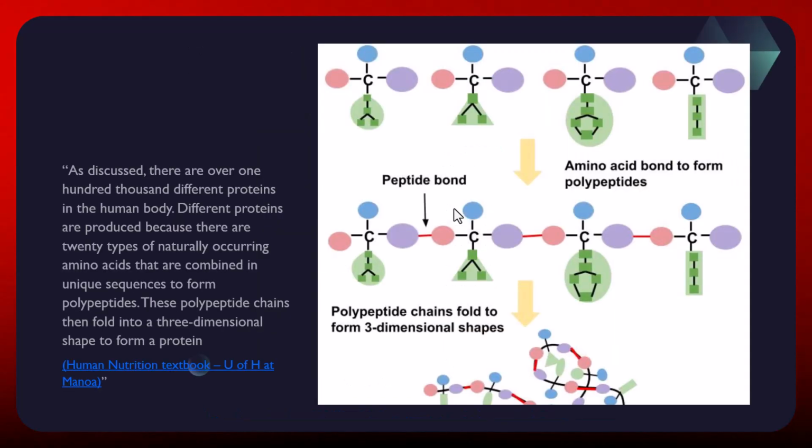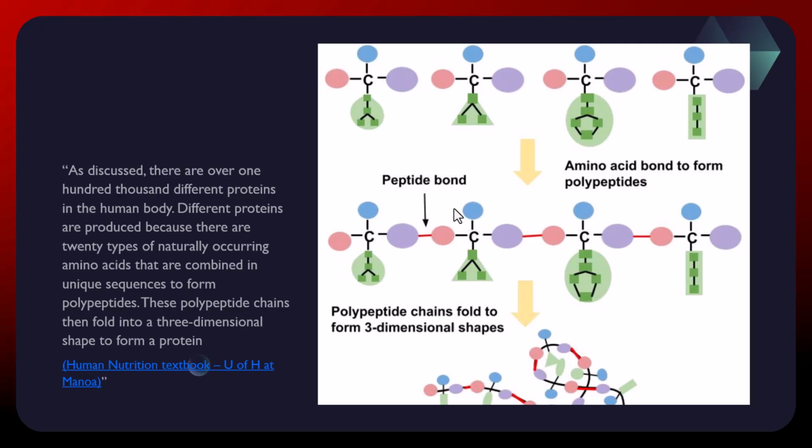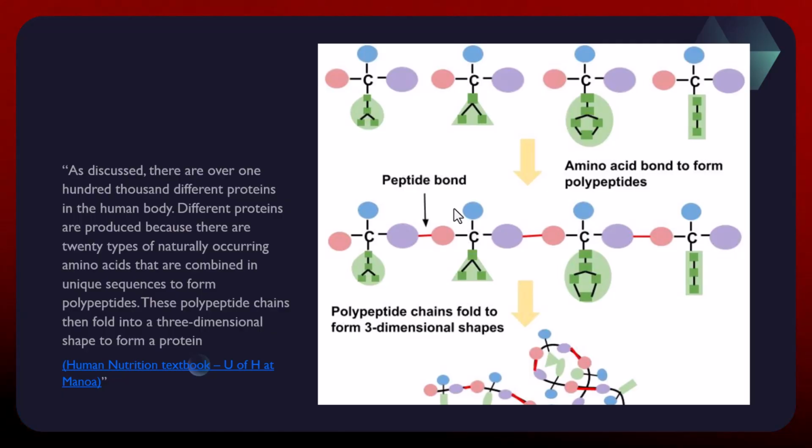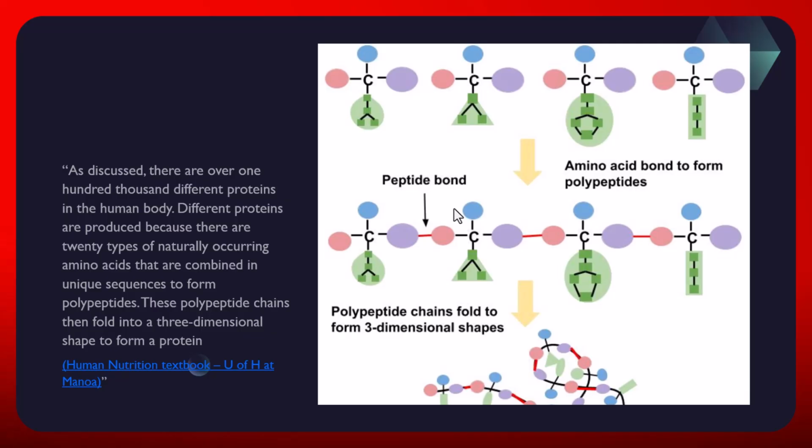So there are 100,000 different proteins in the human body. Let me just say that again because that's a big number. 100,000 different proteins in the human body. Different proteins are produced because there are 20 types of naturally occurring amino acids that are combined into unique sequences to form polypeptides. These polypeptide chains then fold into a 3-dimensional shape to form a protein. And here you have an illustration of that.